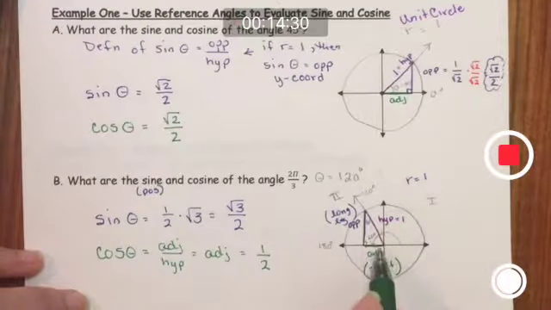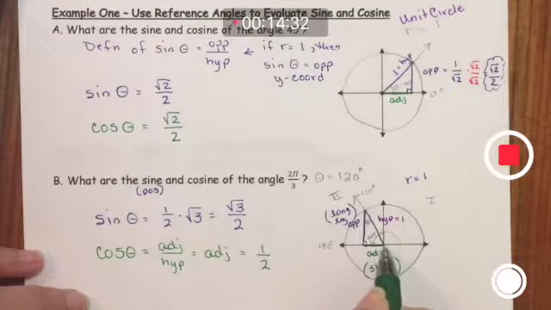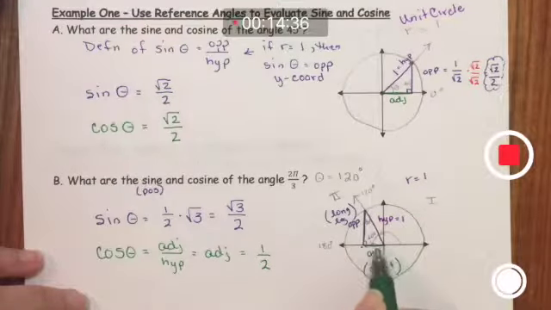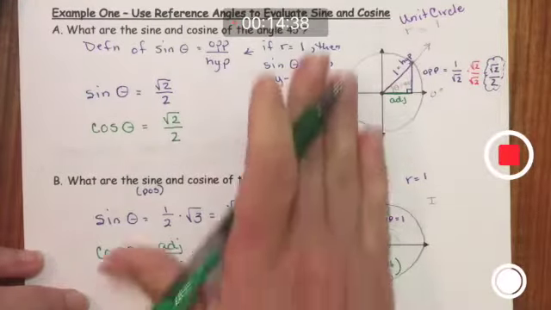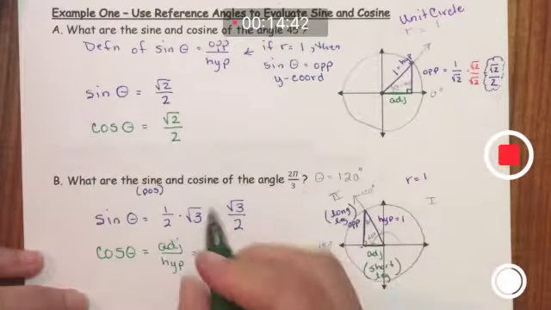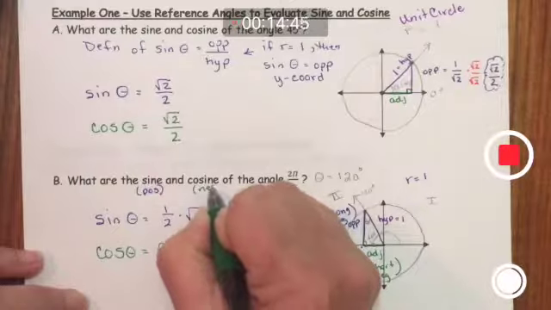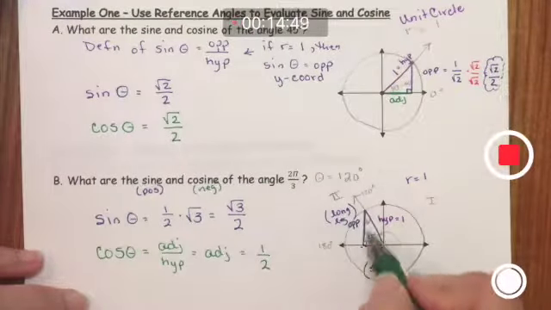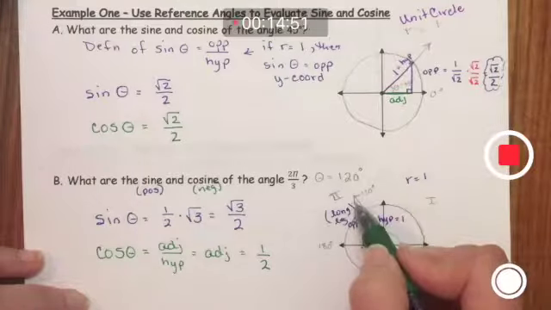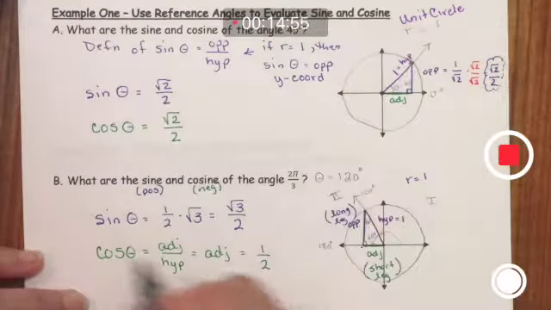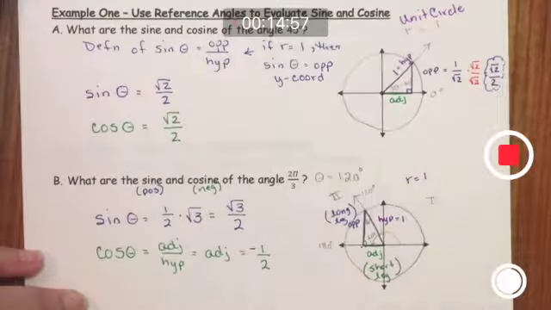But my adjacent goes from the origin, it's heading in the negative direction. We're going to say that the cosine for anything that's over here in the negative x direction is going to be negative. Only because we're in quadrant 2 will I get positive sines, the y's are in the top half, but negative cosines because I'm on the left side. So this is going to be a negative 1/2.